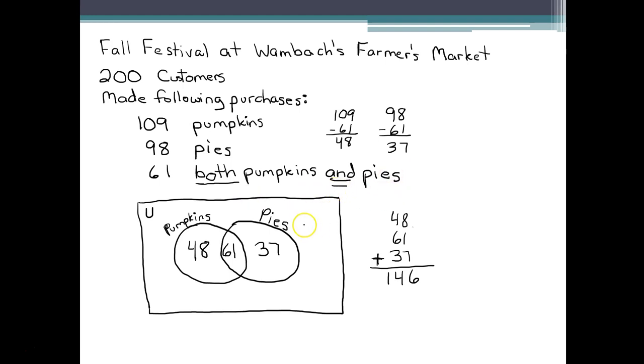Well, if we're under, remember the whole rectangle has to represent the universal set, which in this case is 200 customers. So apparently there are 200 minus 146 that didn't purchase pies or pumpkins. There's 54 out here that don't fit in the pumpkins or pies circles. And now the 48 plus 61 plus 37 plus that additional 54 tallies up to the 200 customers we had up here.